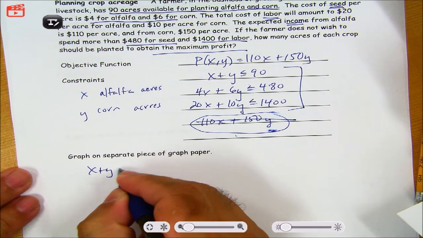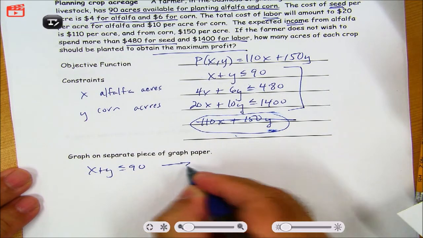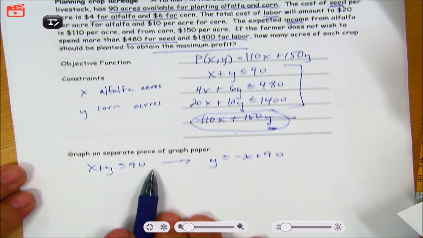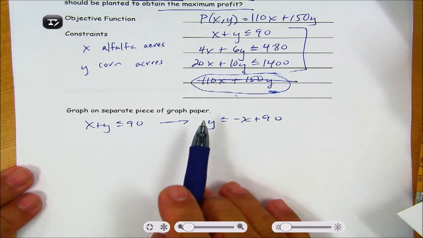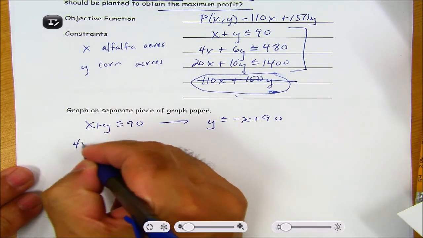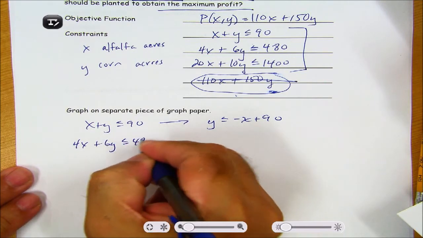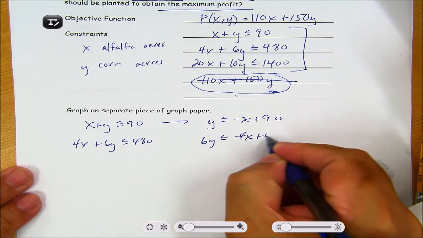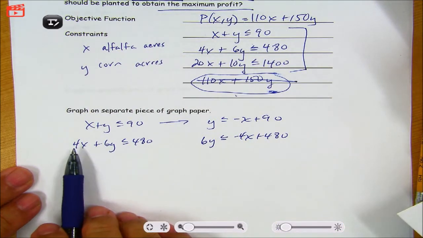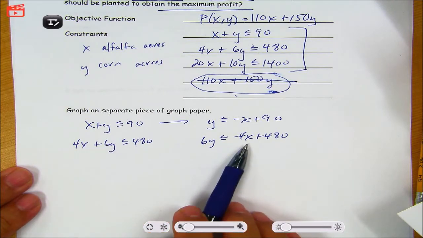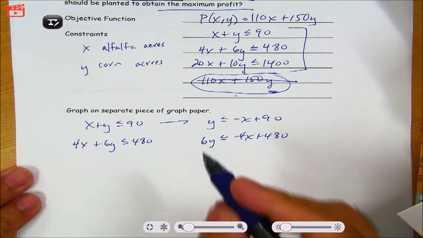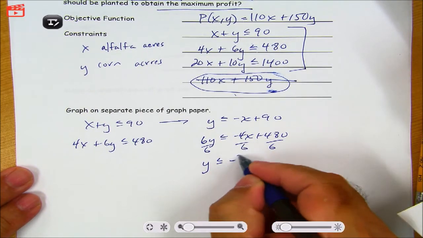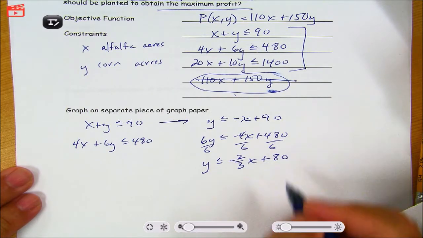So here's x plus y less than or equal to 90. That becomes y is less than or equal to negative x plus 90. Right? All I did was move the x from the left to the right. And then we have 4x plus 6y. That one's going to take a little more effort. So that's going to be 6y is less than or equal to negative 4x plus 480. So all I've done so far is move the 4x from the left to the right. You change the signs when you do that. Now I divide by 6. So give me y is less than or equal to negative 2/3 x plus 80.